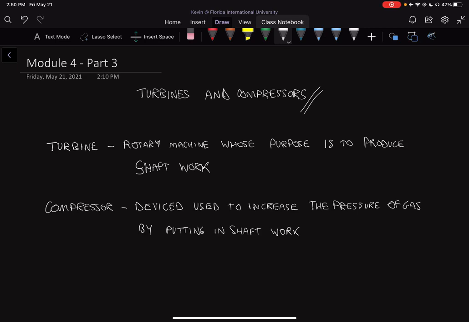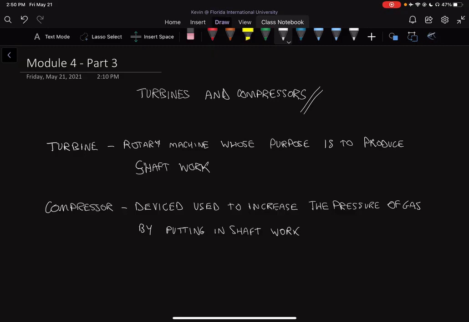In part 3 of Module 4, we're going to continue our discussion of the first law for open systems by looking at turbines and compressors. If you don't know this already, a turbine is a rotary machine whose purpose is to produce shaft work. There are many different types of turbines that we know about.